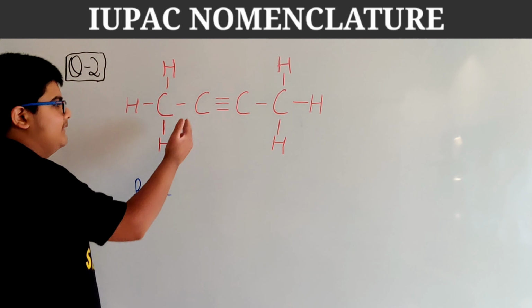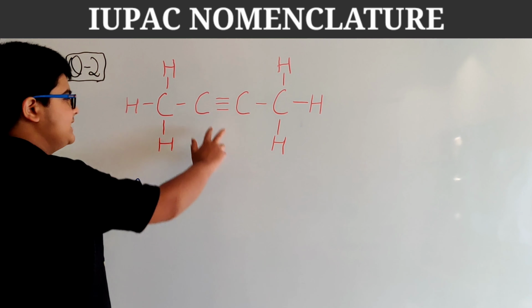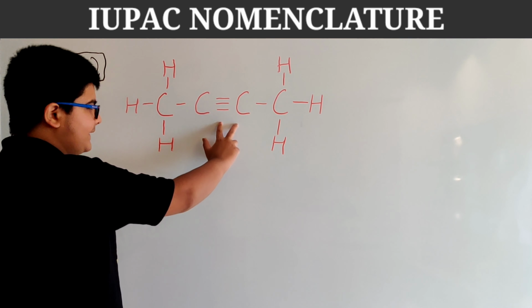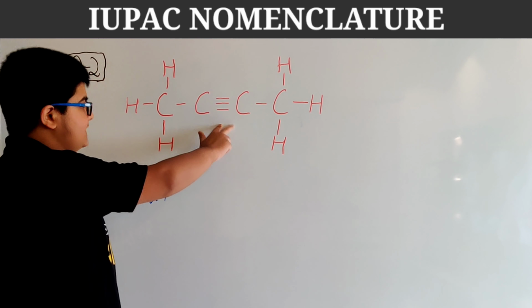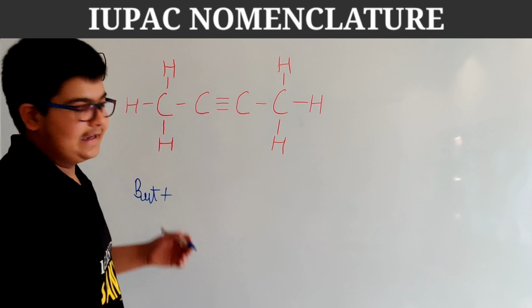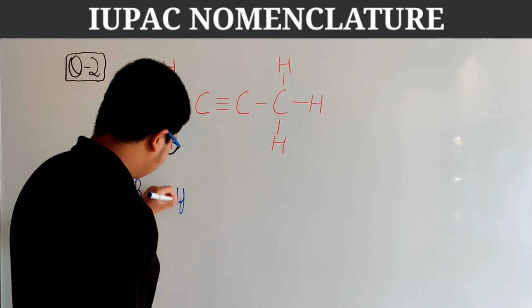Now second, number of bonds. You can see that between these two carbon atoms a triple bond is present. This means that it is an alkyne. This means that we will put yne.